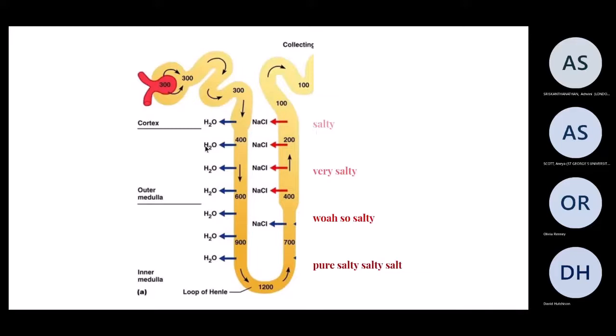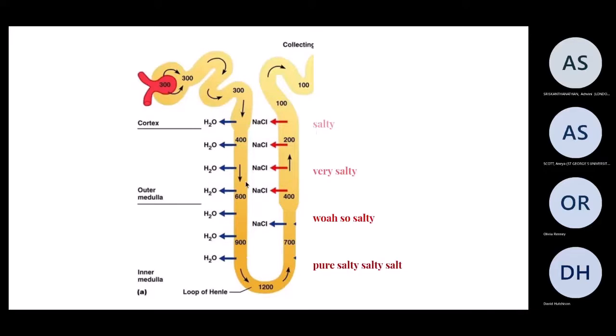So some of the water leaves here, which means this bit is a bit more concentrated. Then some of the water leaves here, and this bit becomes a bit more concentrated. And then some of the water leaves here, becomes very concentrated down here. And that is all possible because the ascending limb sets up this concentration gradient and maintains this line of saltiness in descending order.